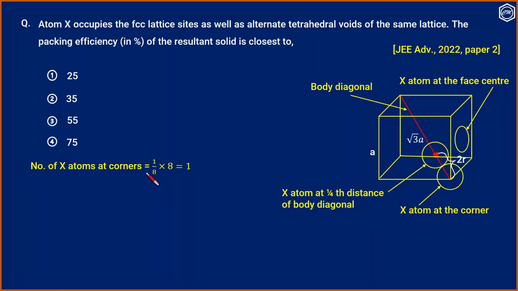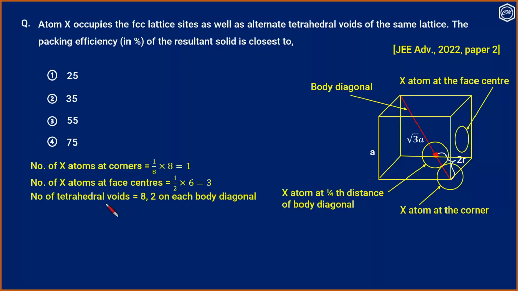Number of X atoms at the corners is 1/8 into 8, that is equal to 1. A corner atom is shared by 8 unit cells, so this unit cell gets only 1/8 of the corner atom. There are 8 corners, therefore 1/8 into 8 is equal to 1. Number of X atoms at face centers is equal to 3. An atom at the face center is shared by 2 unit cells, so this unit cell gets only half of it. There are 6 faces, therefore half into 6 is equal to 3.